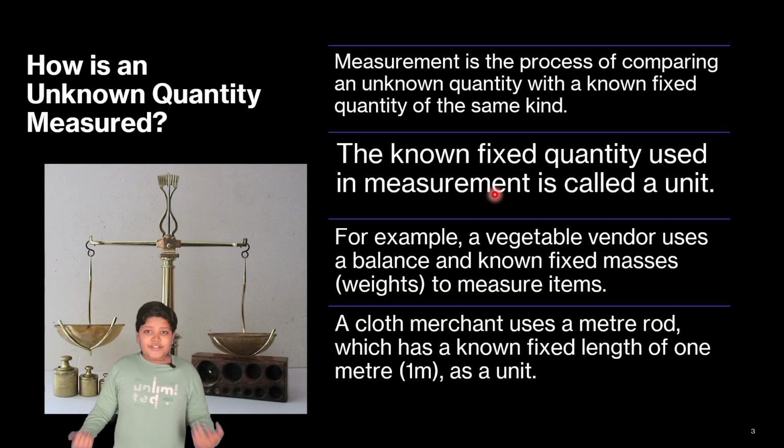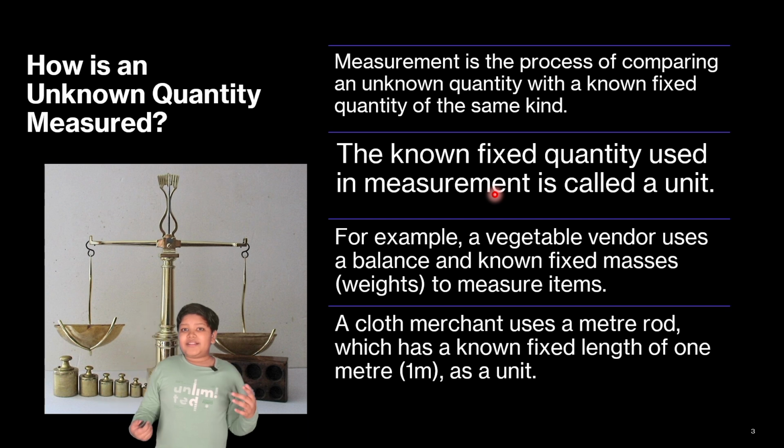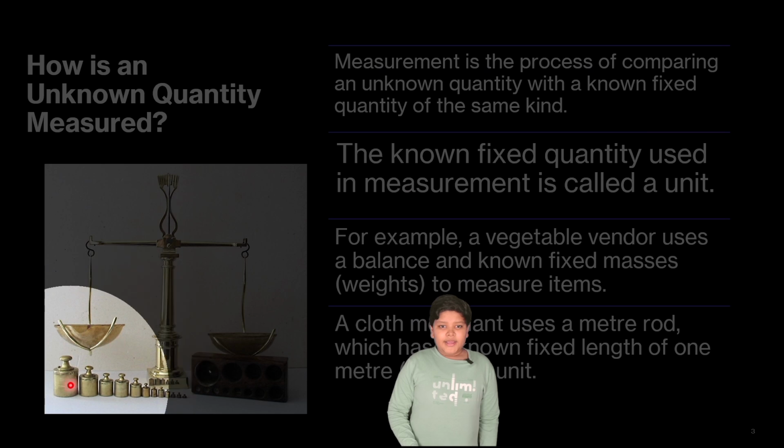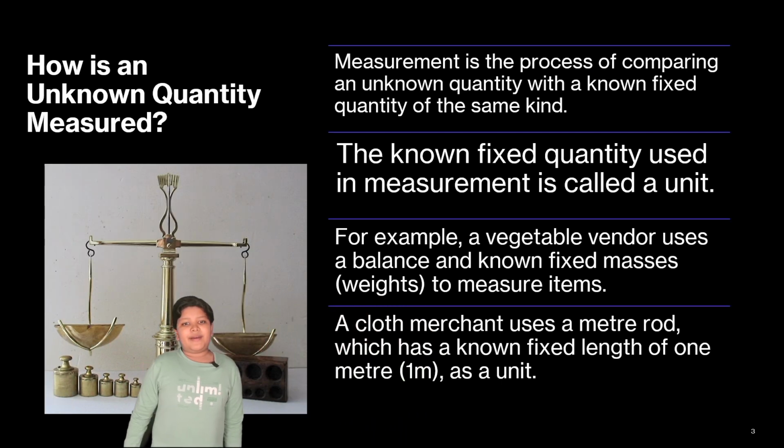So how do we actually measure something unknown? It's all about comparison. We compare the unknown quantity to something we do know, a fixed quantity of the same type. We call it a unit. Think of a vegetable vendor putting a balance with specific weights, or a cloth merchant using a meter rod. The meter rod, for instance, represents 1 meter, which acts as our standard unit of length. As you can see, here's a scale, and these are units, small fixed masses.